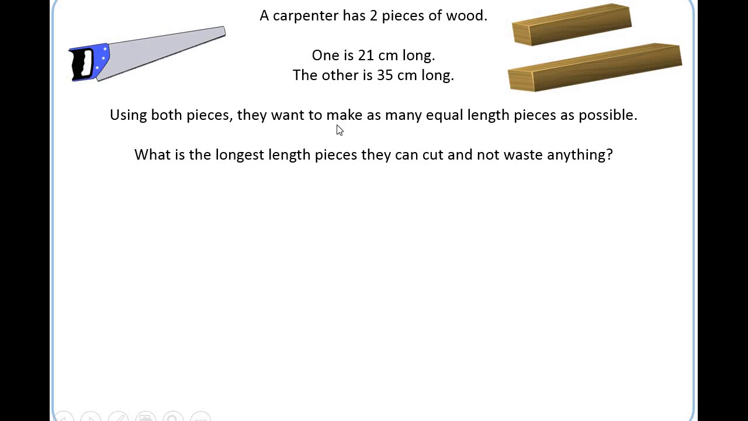A carpenter has 2 pieces of wood. One is 21 centimetres long, the other is 35 centimetres long. Using both pieces, they want to make as many equal length pieces as possible. So we don't want any waste, we don't want any bits left over. What is the longest length pieces they can cut and not waste anything?